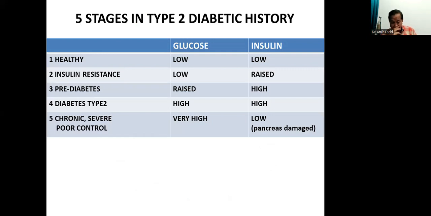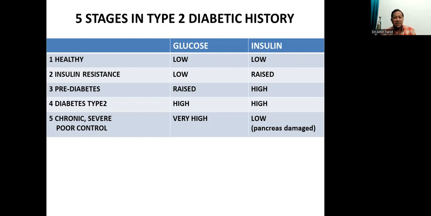Okay. Now, let's go to the stages in the evolution of type 2 diabetes. So you start with a healthy person who has low glucose and low insulin. The healthy person should have low insulin, which means the system is very efficient, right? You just need low levels of insulin to maintain low levels of glucose.